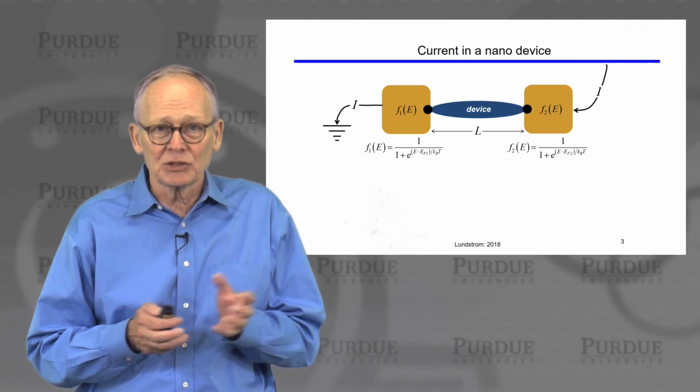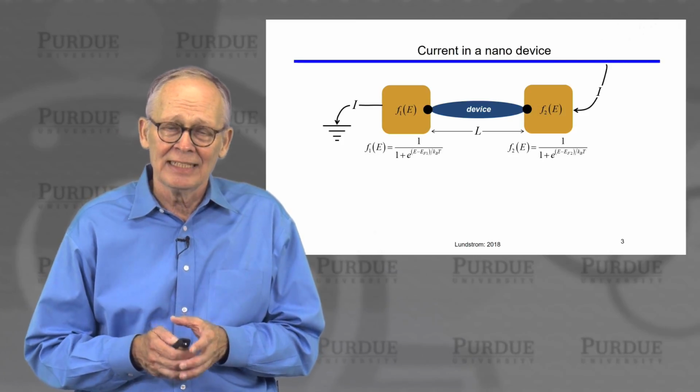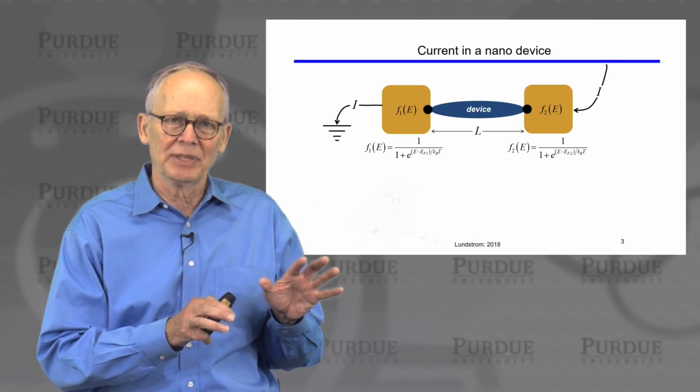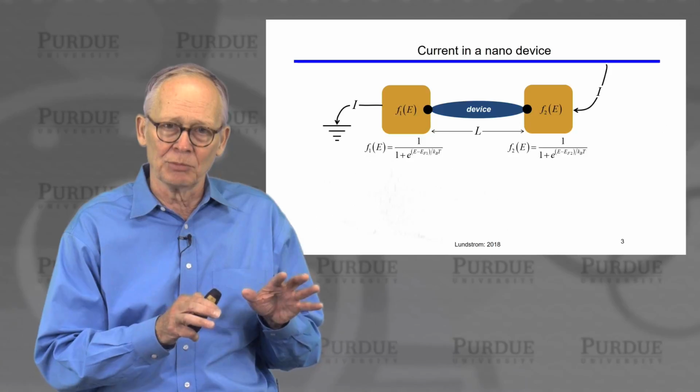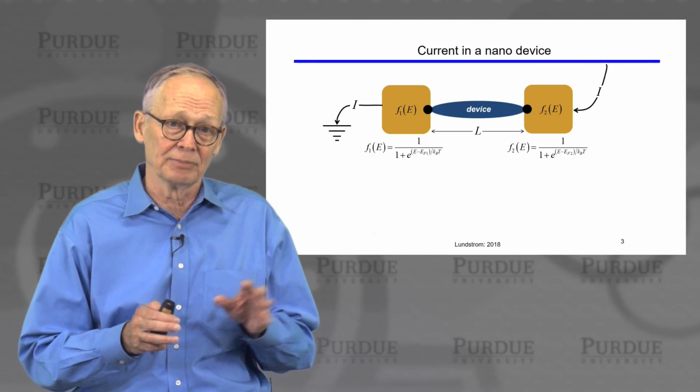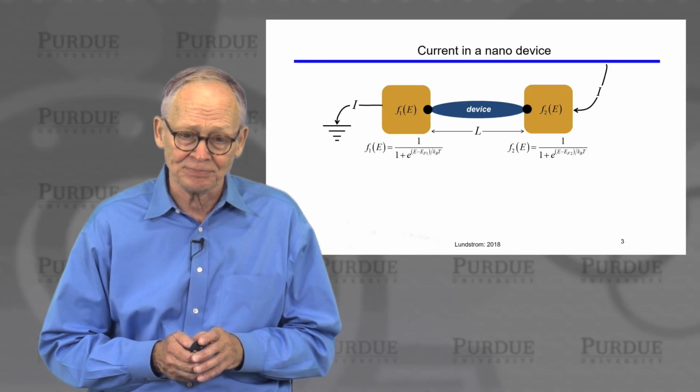In general, contacts 1 and 2 could be at different temperatures. Then we would have effects called thermoelectric effects. We're not going to be describing or discussing thermoelectric effects in this course, but those are important effects and the basis for some important technologies.